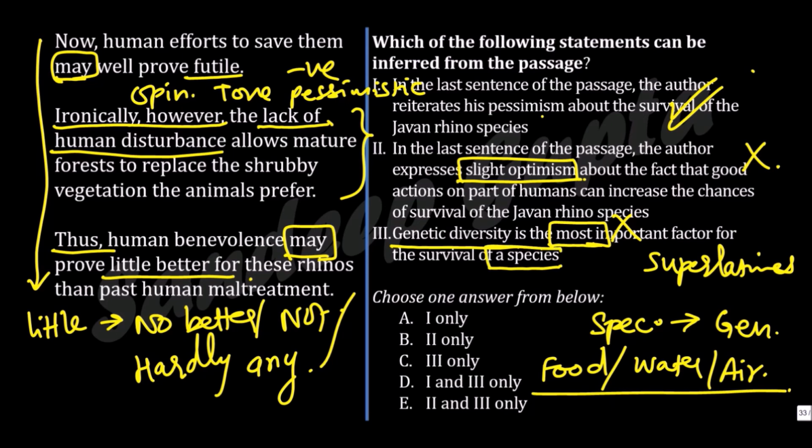Another thing, a species means any species. It does not mean the Javan rhino species. This means any animal. So now this is a case of specific in the passage, which is Javan rhino, and generalized in the option choices, any animal. You should never generalize, and that is why this also will be wrong. So we choose option A here finally.